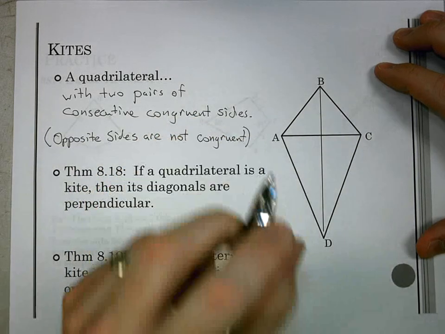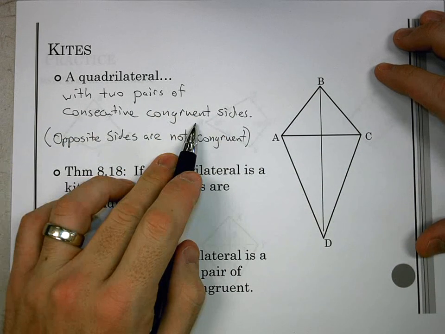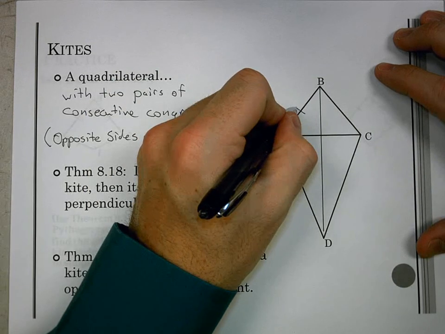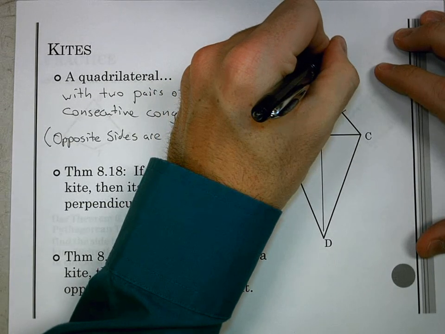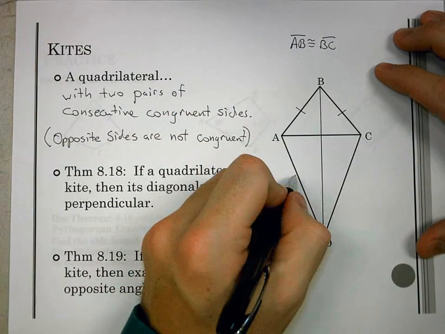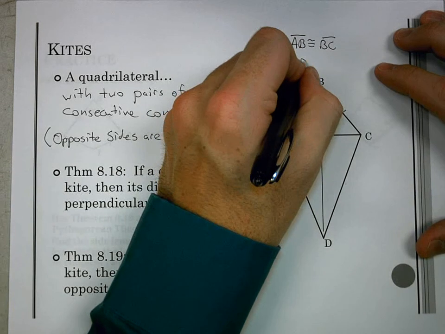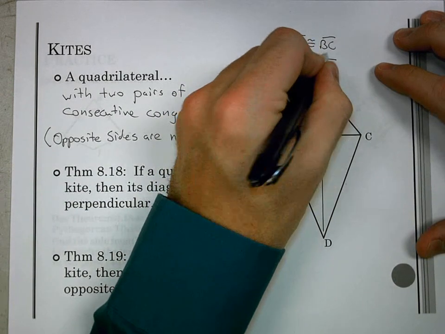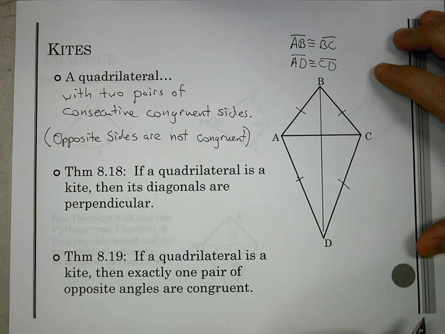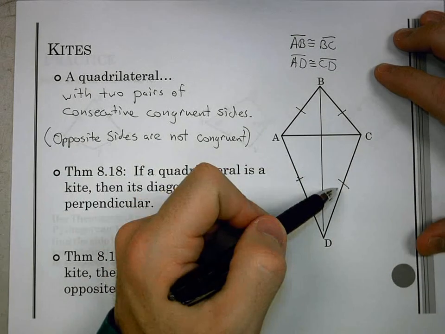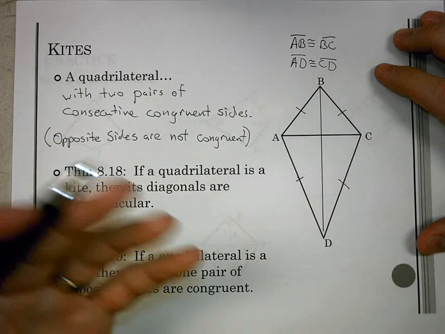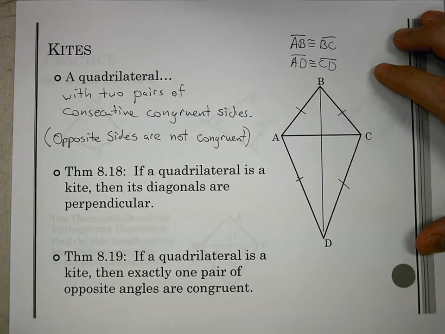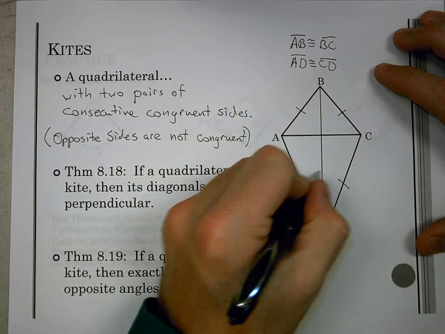Now let's see why. So two pairs of consecutive congruent sides. So I have AB and BC are congruent. I'm also going to say that AD and CD are congruent. Now, if I marked it like this and said, okay, maybe opposite sides are the same, that's not a kite. That would be a rhombus, and we'd have to deal with the rhombus, which is also a parallelogram, and it fit all those. But we're not doing that. We're outside of that parallelogram family. So that's why our opposite sides can't be the same.